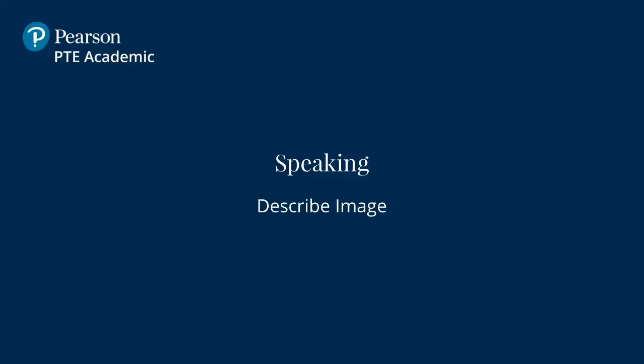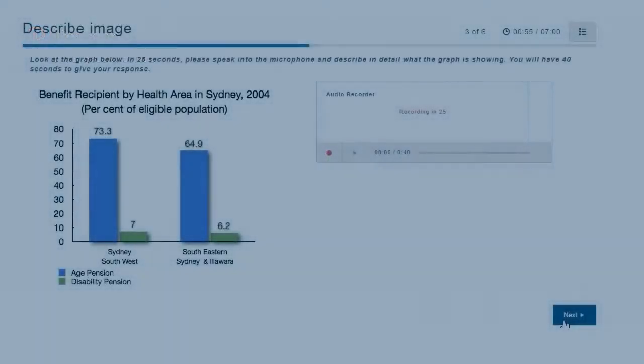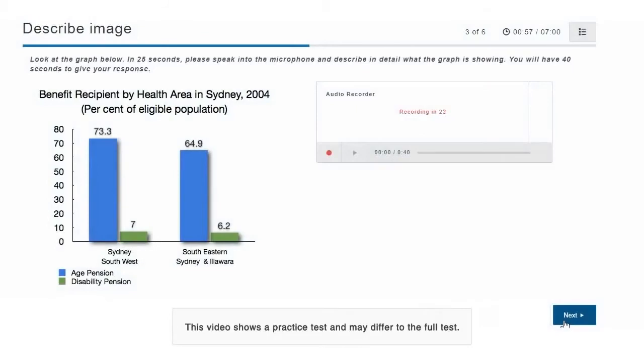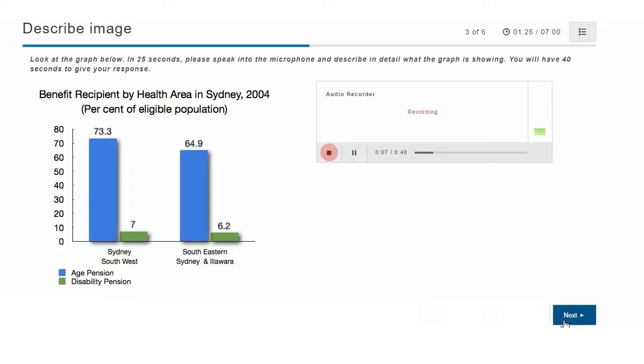Describe image. For this item type, you need to describe an image. The recording status box displays a countdown until the microphone opens. You have 25 seconds to study the image and prepare your response. You hear a short tone. After the tone, start speaking immediately. The graph shows the percentage of the population receiving age or disability pensions in different regions of Sydney.